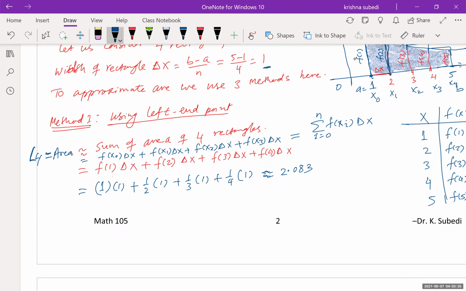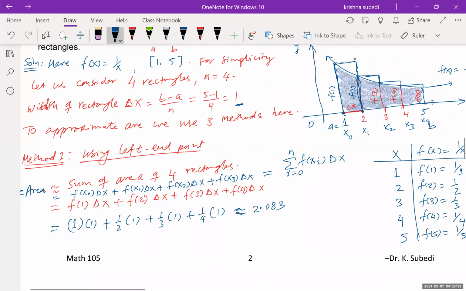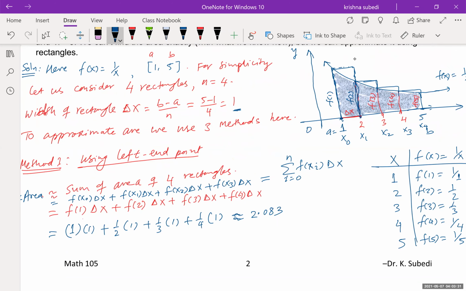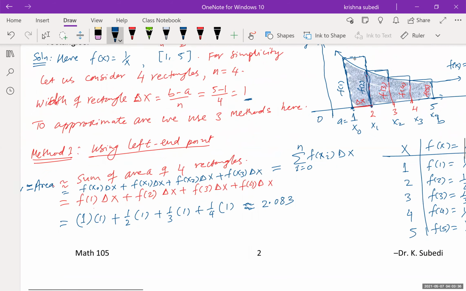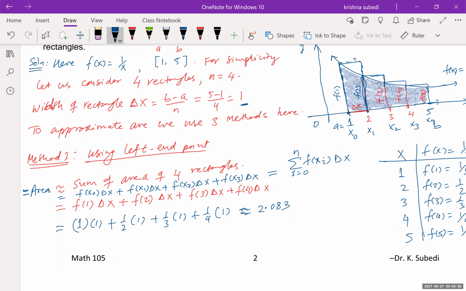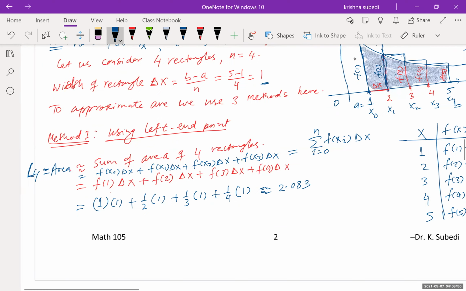Now my question to you is this: do you think this answer is more than the actual area or less than the actual area? Of course this is more, right? Because you see from the figure there are some parts which are not in the shaded region, we have added them. So this is more. It's called an overestimate.